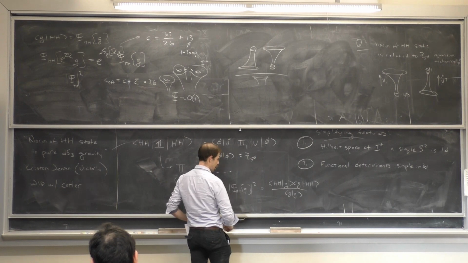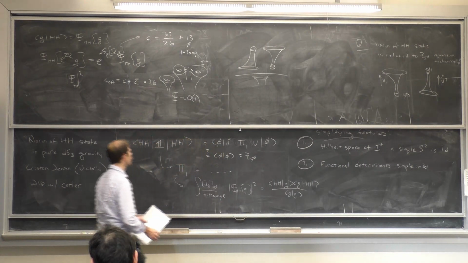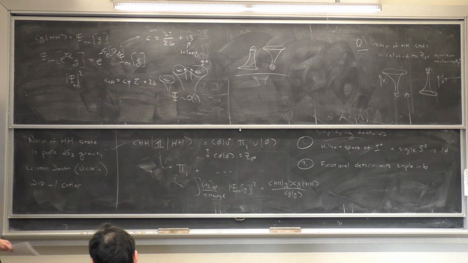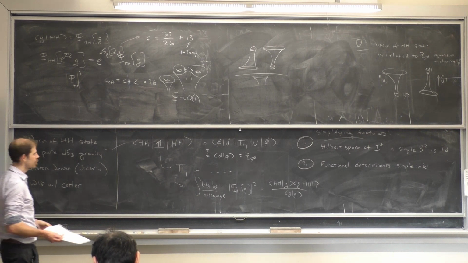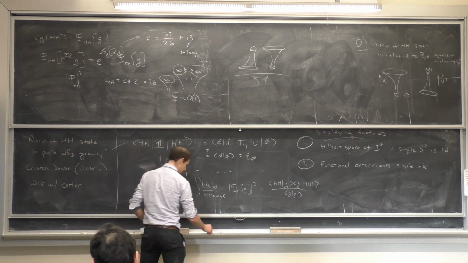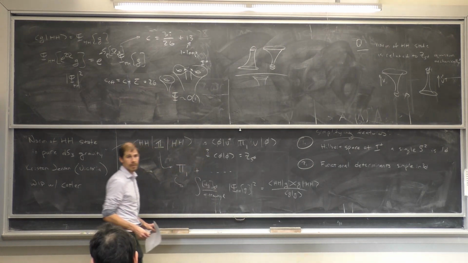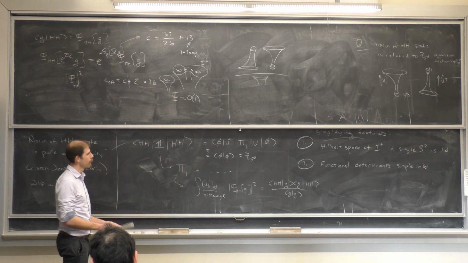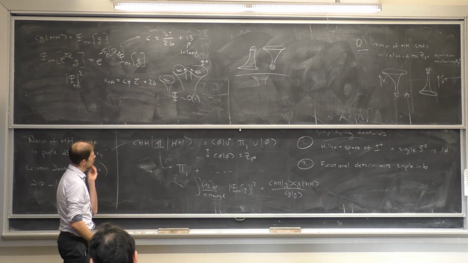But if pi1 were the dominant contribution to that identity, would it mean that HH, pi1, HH would be approximately equal to the norm of HH, so independent of G? If that was the case, yes. I see. So if you find that the inner product you're computing on the right depends on G, then that implies that pi1 is not the dominant contribution to the identity.